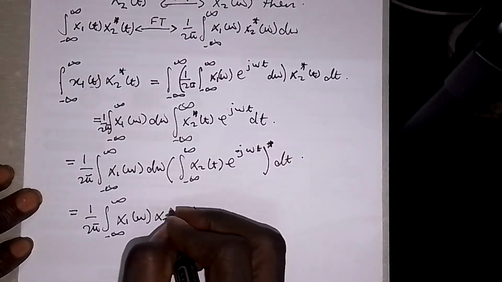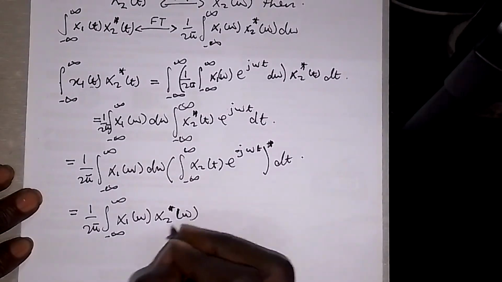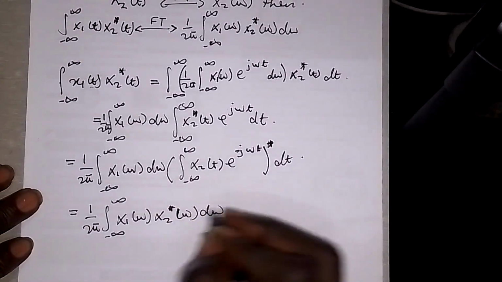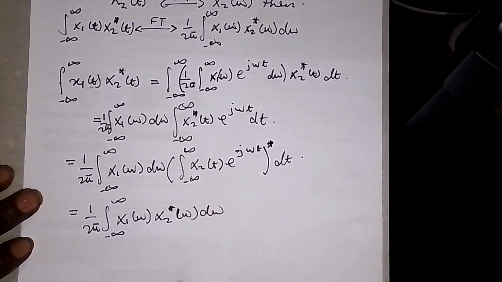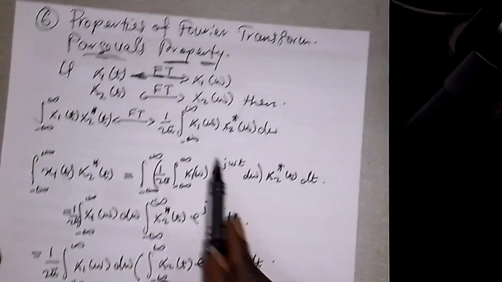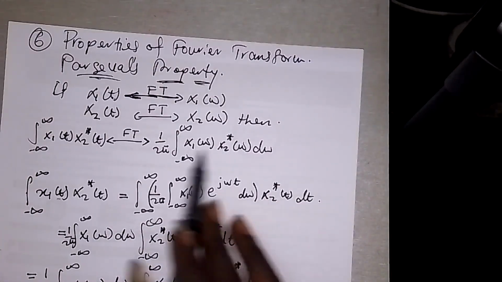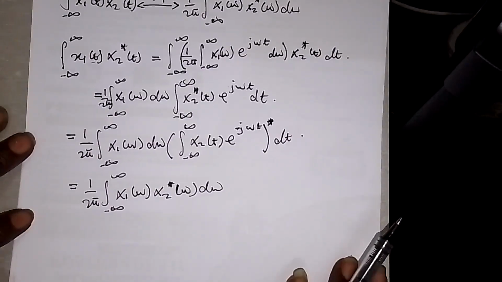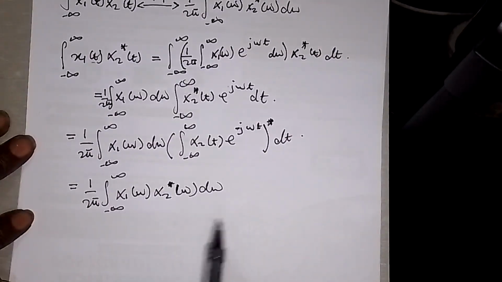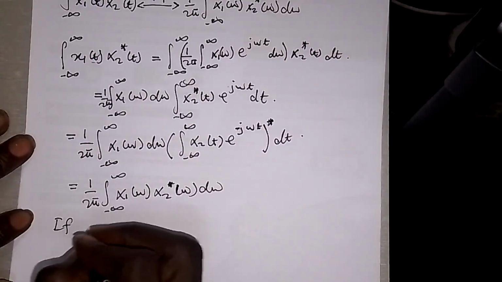Now I can have this complex conjugate here. Everything is in omega, so the omega can come here. There will be no more dt. Now you can see that this expression I have here is the same thing I have over here. So it is basically proving the result.